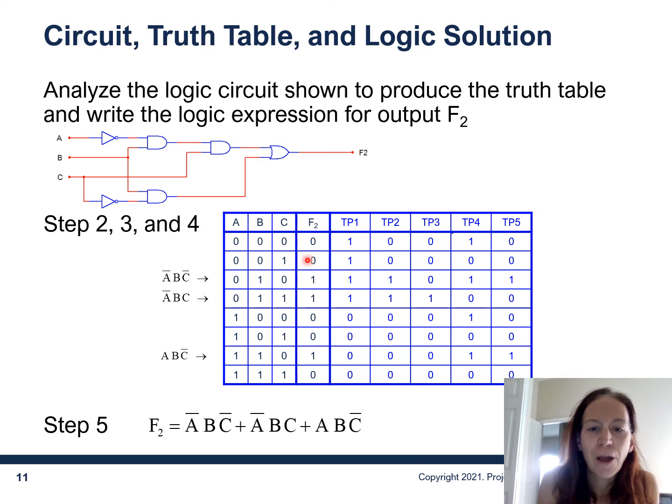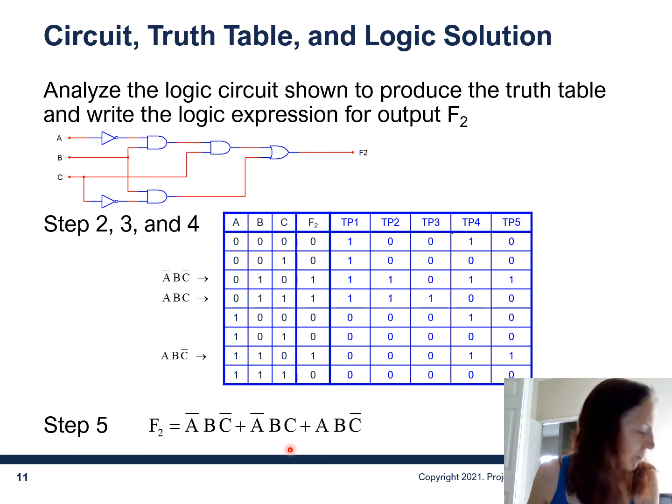Now the last step here was finding where you have those 1 values, and there's 3 of them here. This would be A bar, B, C bar. This is A bar, B, C, and this is A, B, C bar, and then we're adding them together. I think that part of the process is a replication from what we were doing in a previous unit.